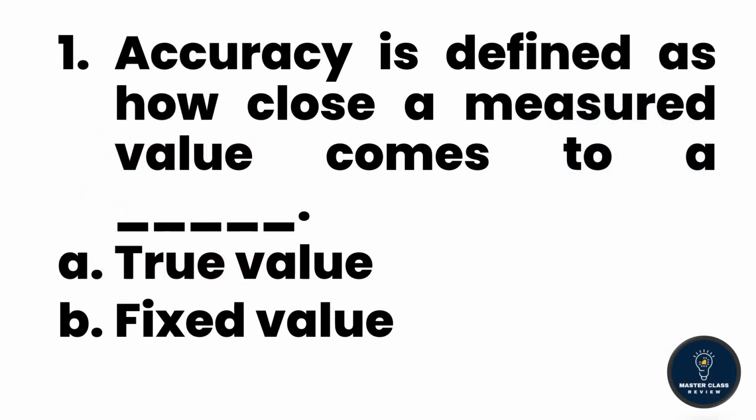Accuracy is defined as how close a measured value comes to a what? Yep, correct. True value. Accuracy measures the closeness of experimental values to a true or standard value.